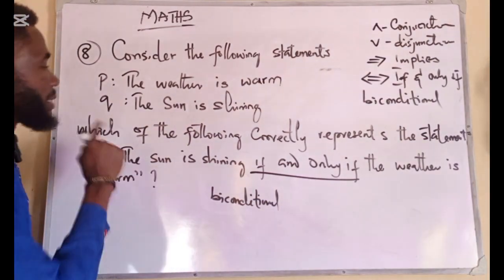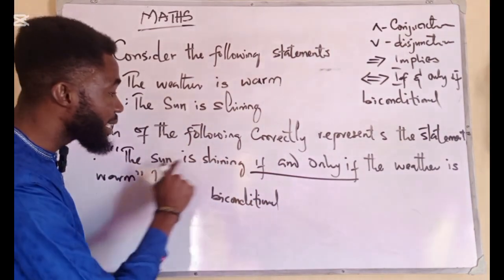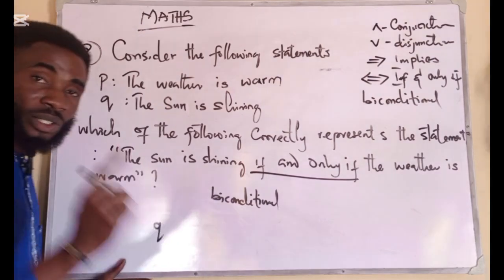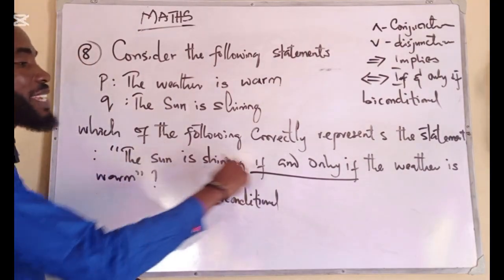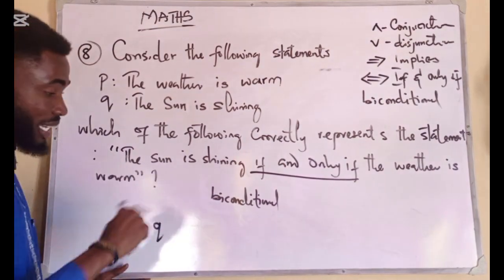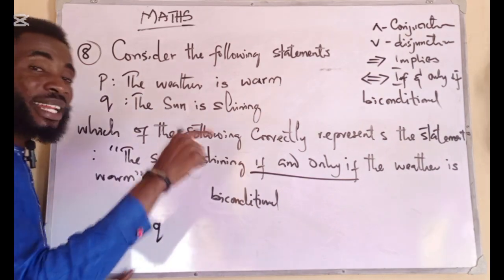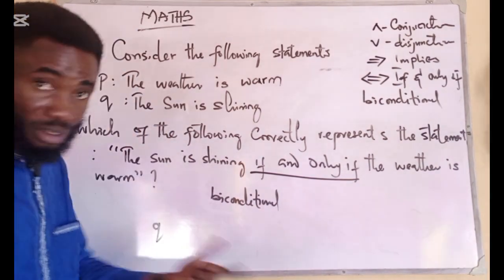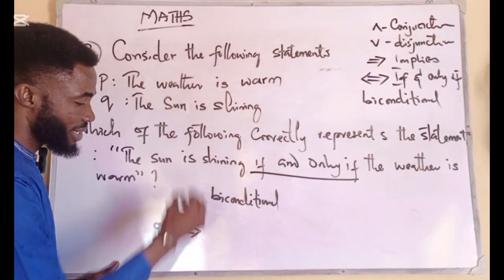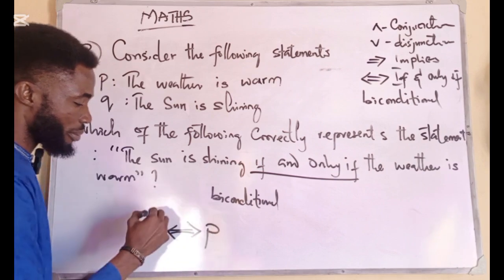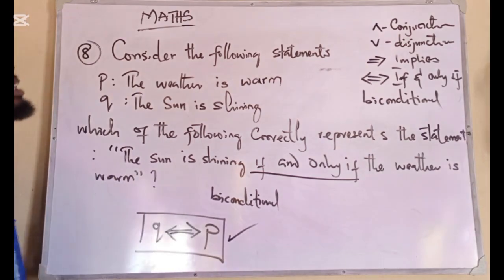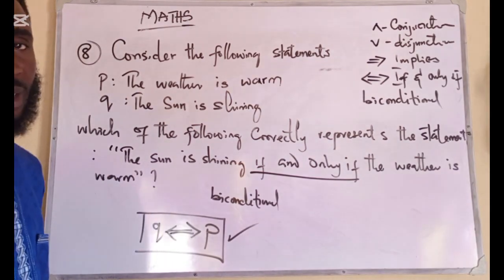Therefore, they said the sun is shining, which is Q. Q represents the sun is shining, if and only if the weather is warm, and we know they are both true, because for the weather to be warm, the sun has to be shining. So we have Q if and only if the weather is warm, and this is the statement that represents this logical reasoning.